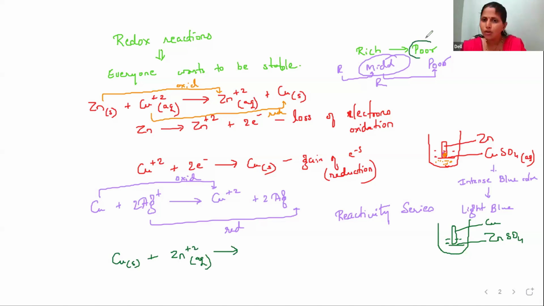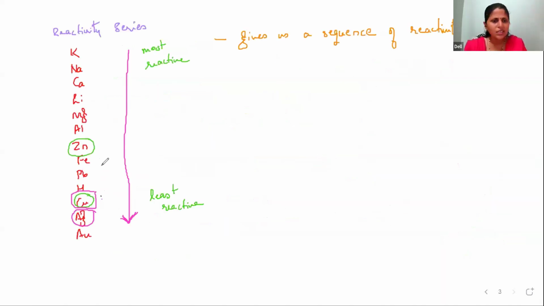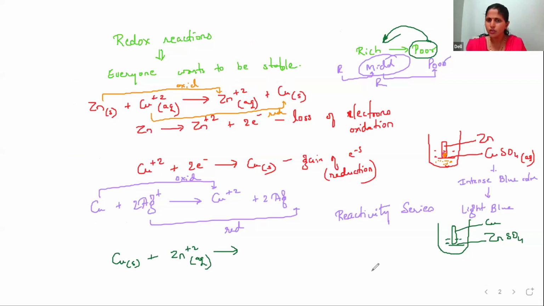Can a poor person donate his money to a rich person? It is not possible. If you look at the reactivity series, copper being less reactive than zinc, it will not donate any electrons. So will the solution change? Will there be any reaction? Of course not. There will be no reaction taking place.